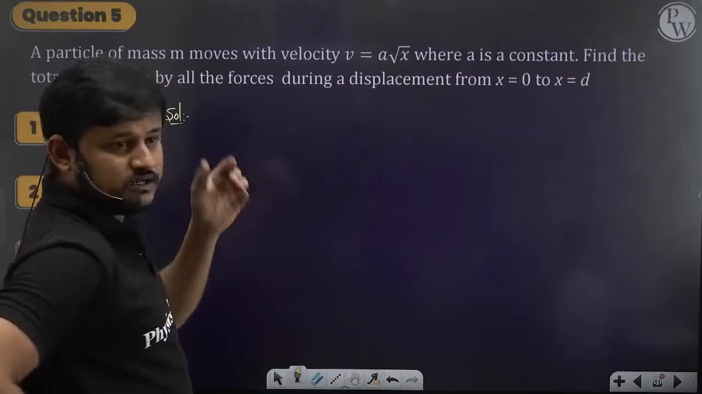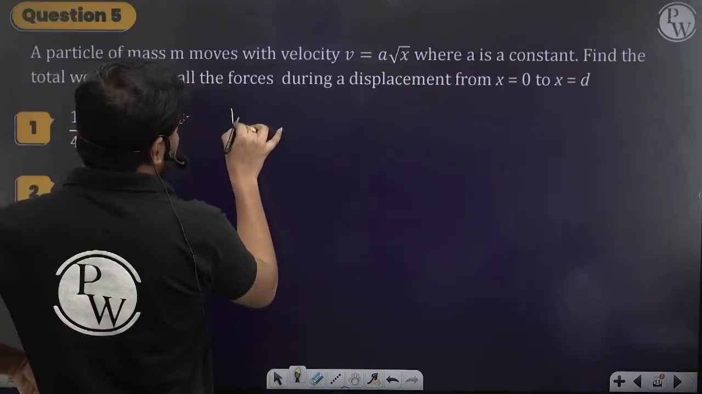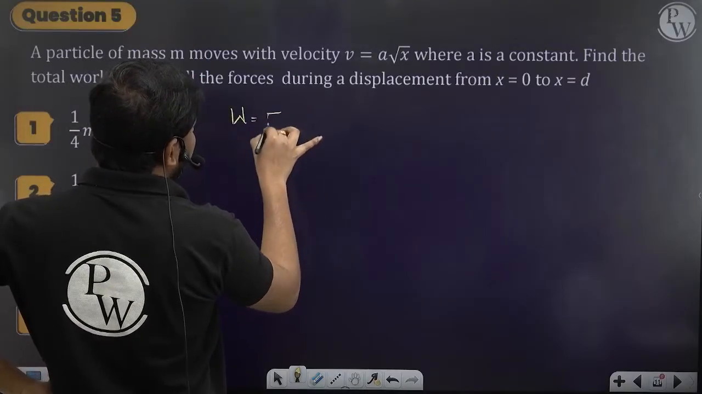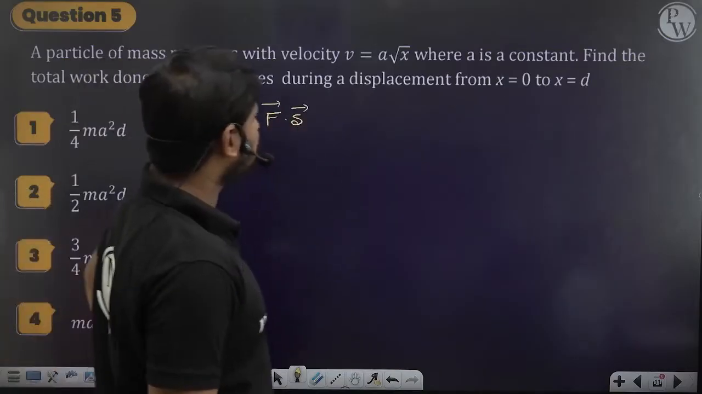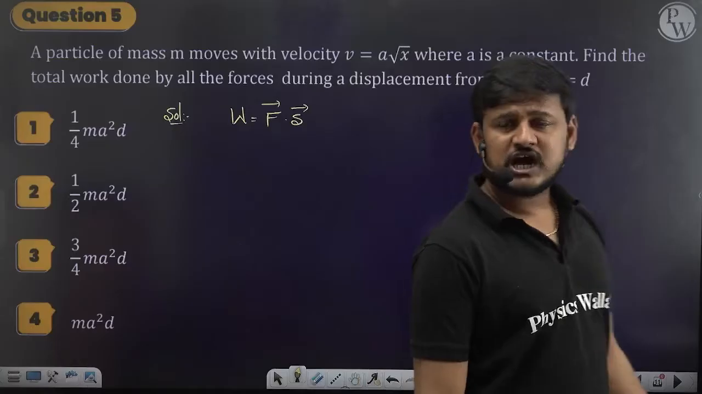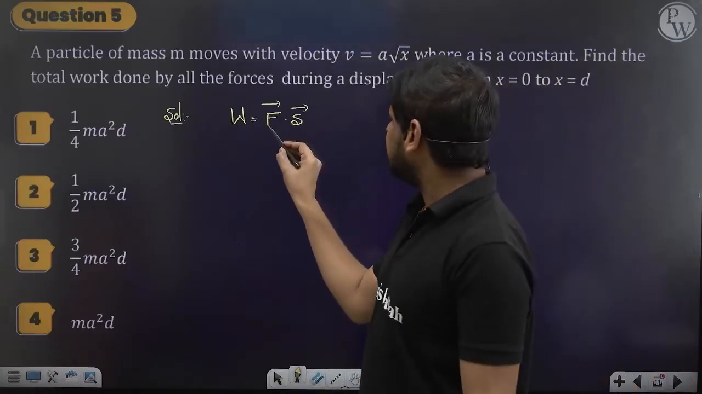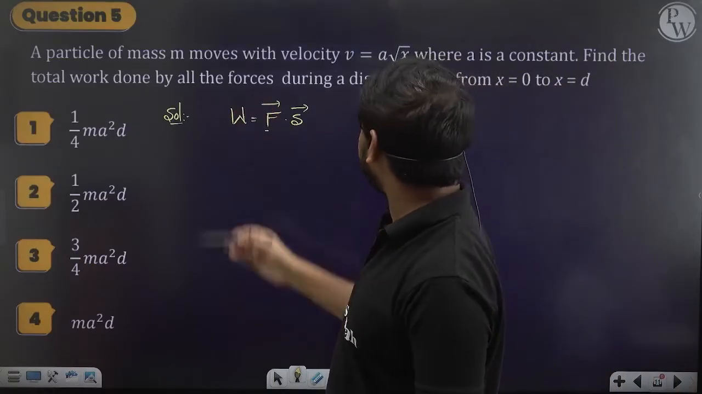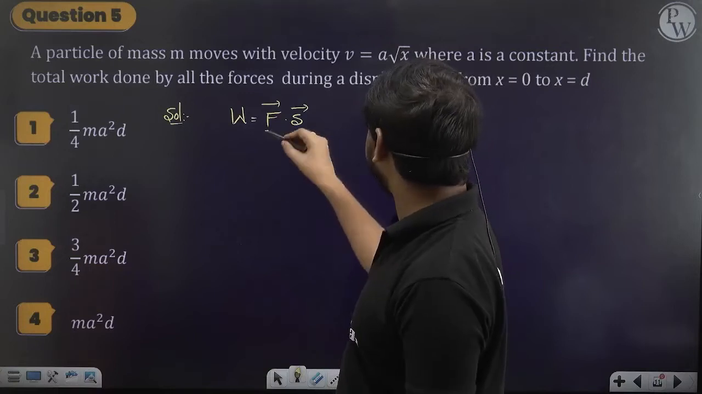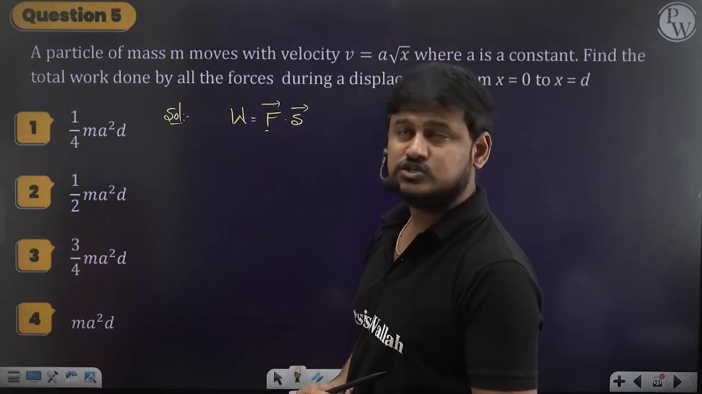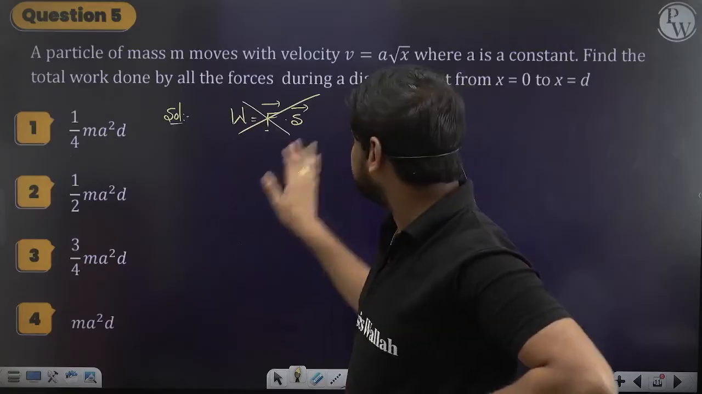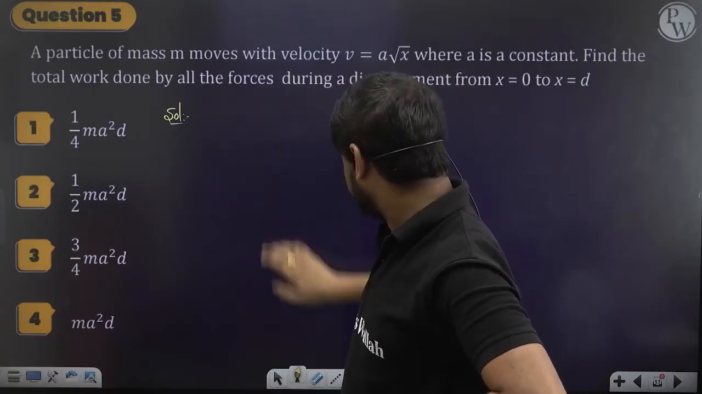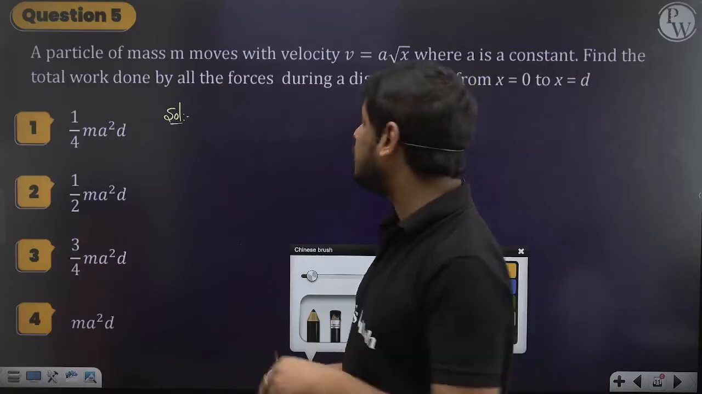See here, velocity is given, and its mass is m, so we have to find the work done. To find the work done, we have the formula: work done equals F dot S. Whenever the force or displacement is missing, here the displacement is given but the force is not given. So in such cases this formula will not work. So you have to go for the work-energy theorem.